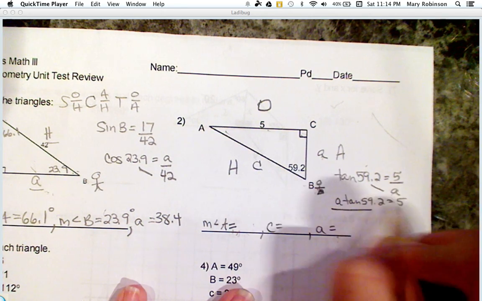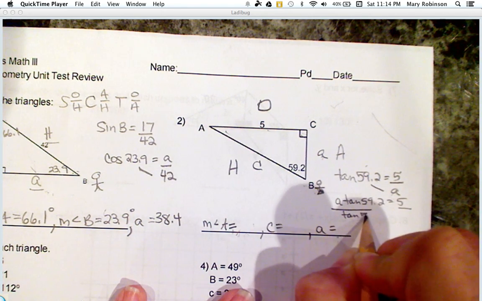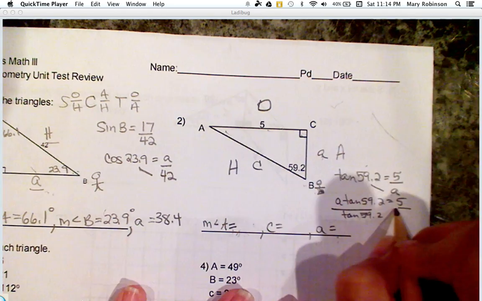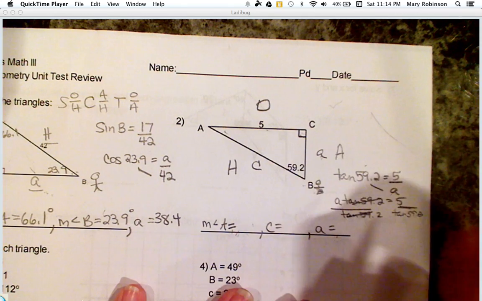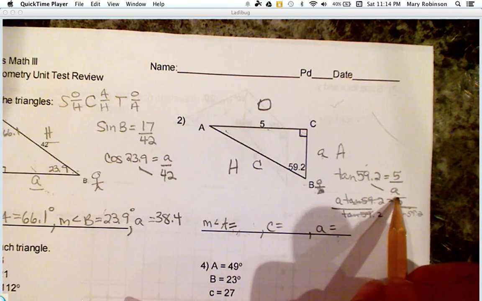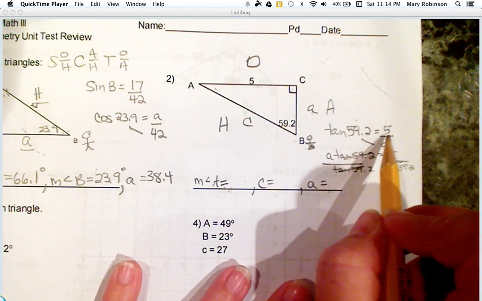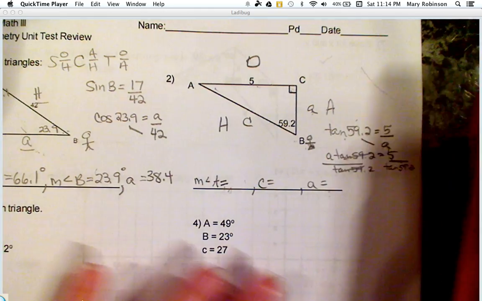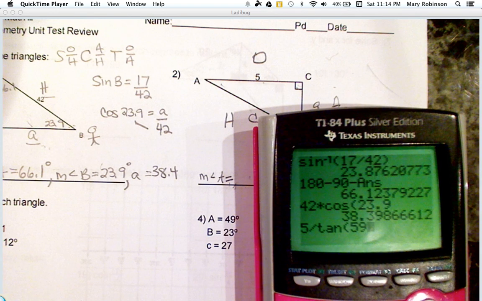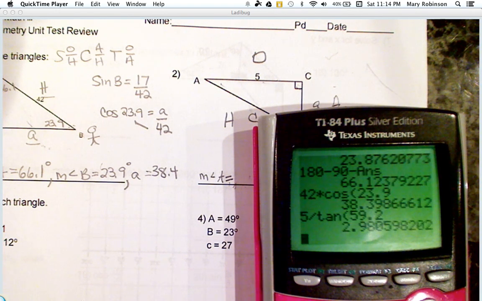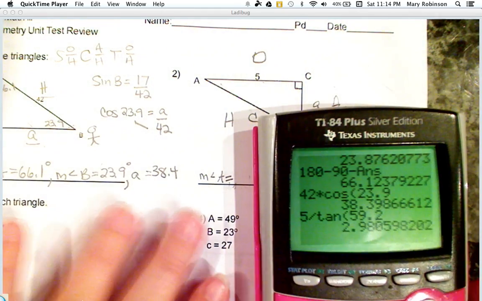This is the trick that I taught you in class about taco meat or bean dip. I know that sounds really weird if you're not my student. But what that really means is if your variable's on the bottom, you want to end up dividing. So we're going to type in 5 divided by tangent 59.2. So 5 divided by the tangent of 59.2. And I get 3. So we'll go ahead and round that to 3.